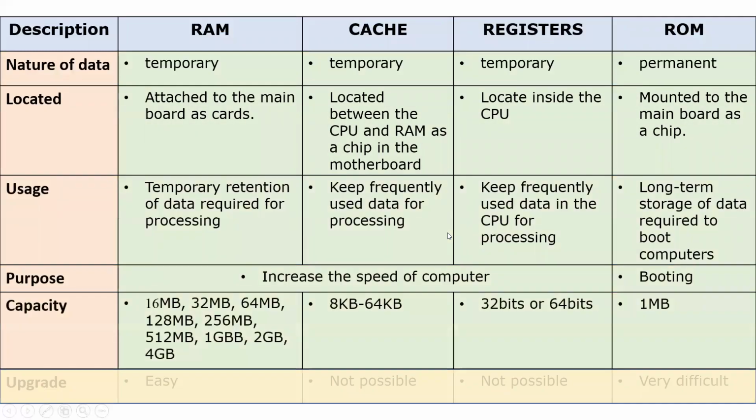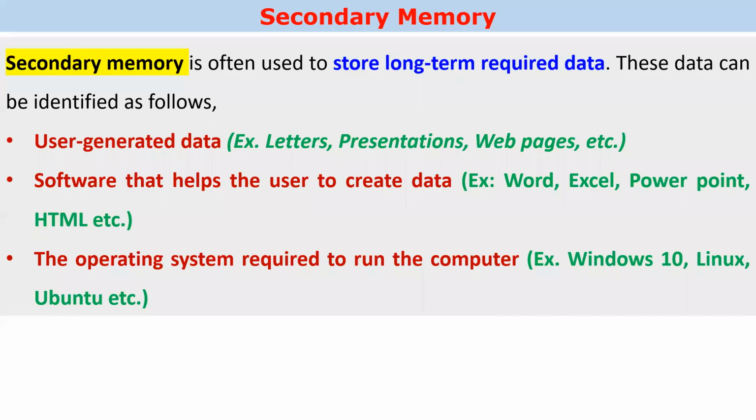After discussing the primary memory, we should move to the second type of memory. That is called secondary memory. Therefore, I am now starting the secondary memory part.